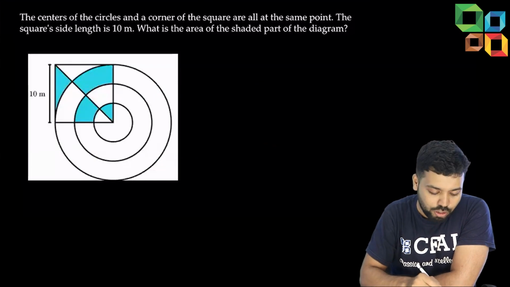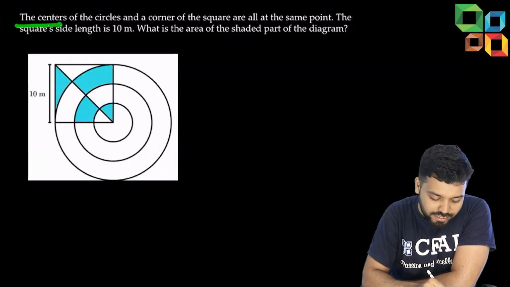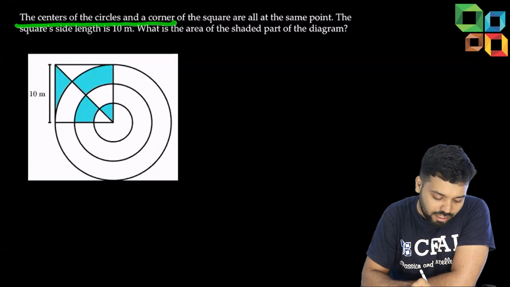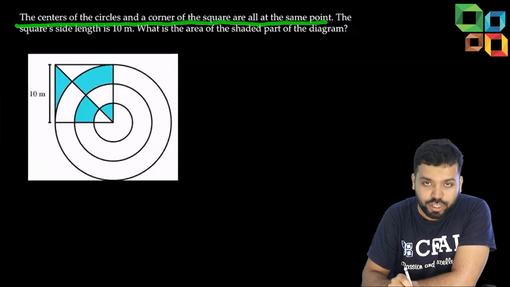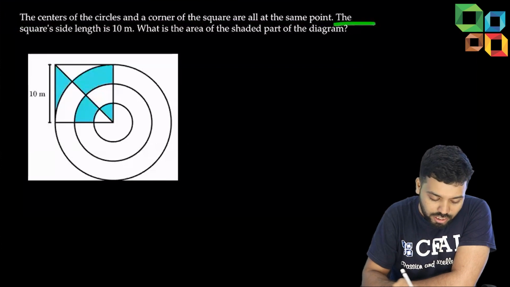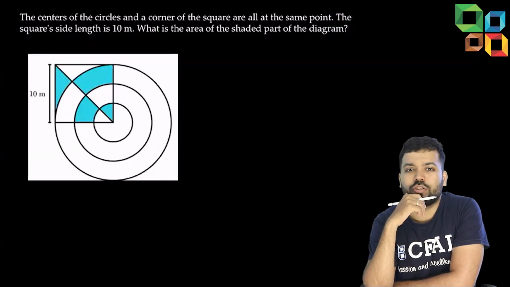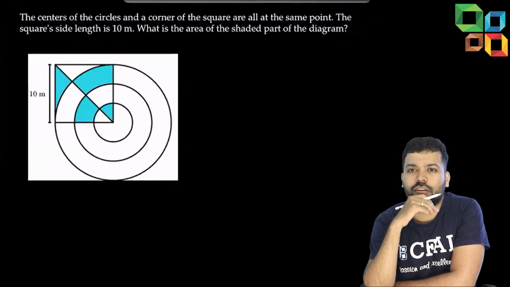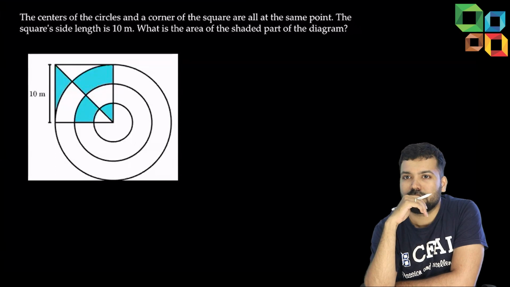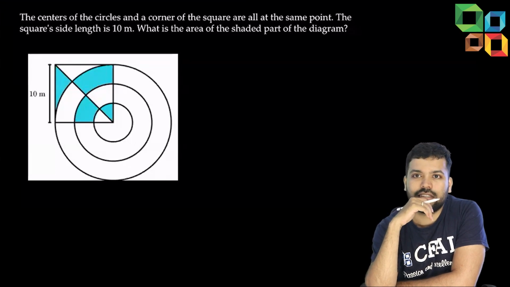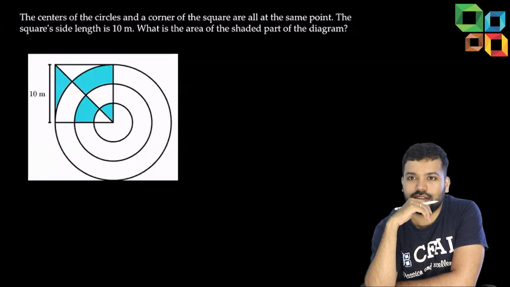I'll go through the problem. The centers of the circle and a corner of the square are all at the same point. The square side length is 10 meters. What is the area of the shaded part of the diagram? Some of you might have seen these questions already in 9th standard. Those who haven't attended 9th standard foundation, try to answer this. Can anyone try answering this?